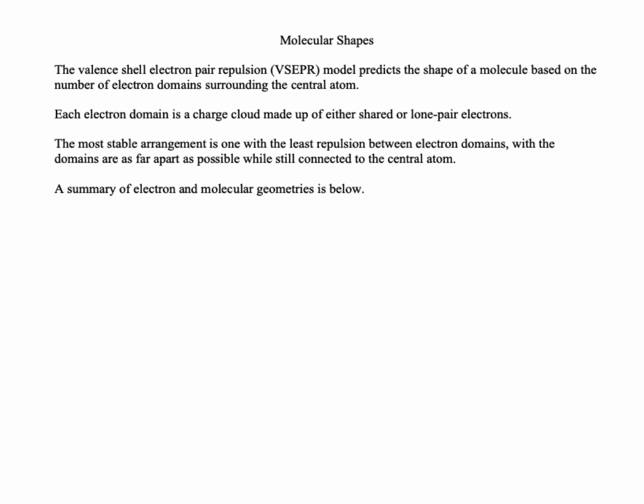In this video, I'll go over the basics of the valence shell electron pair repulsion model. We can use this approach to predict the shape of a molecule based on the electrons that repel each other in the atom.